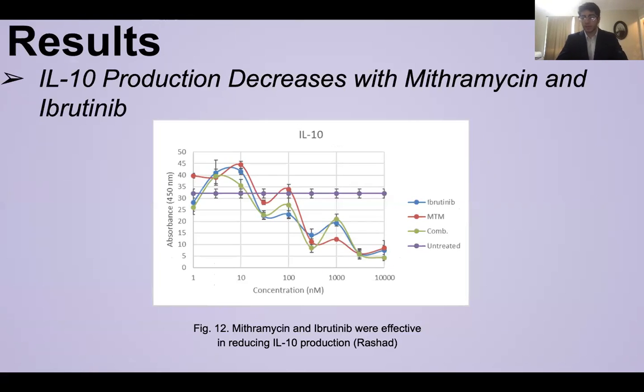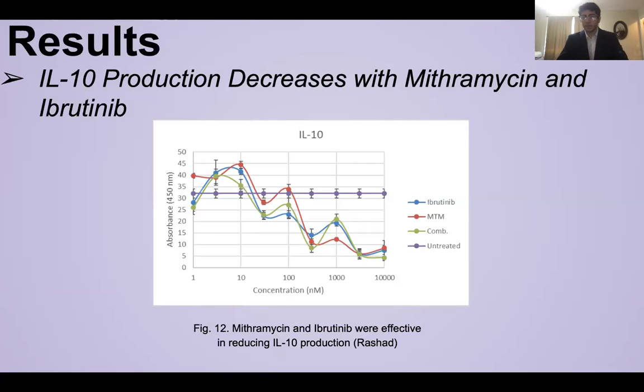As for the ELISA experiment, the results showed that mithramycin, ibrutinib, and a combination were all effective in reducing IL-10 production. Mithramycin was the red line on this graph, ibrutinib was the blue line, and a combination of both ibrutinib and mithramycin was the green line. The control I used for this experiment was untreated CLL cells, so cells treated with neither mithramycin nor ibrutinib, and this was the purple line on this graph.